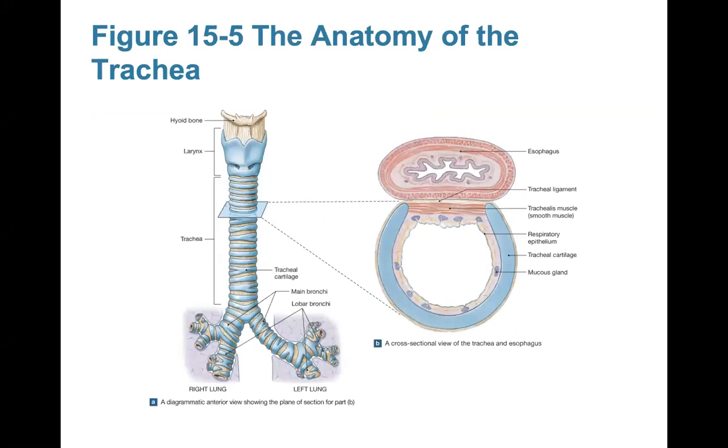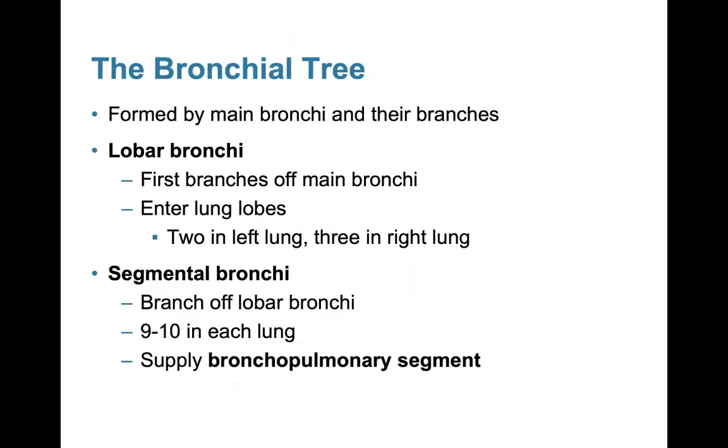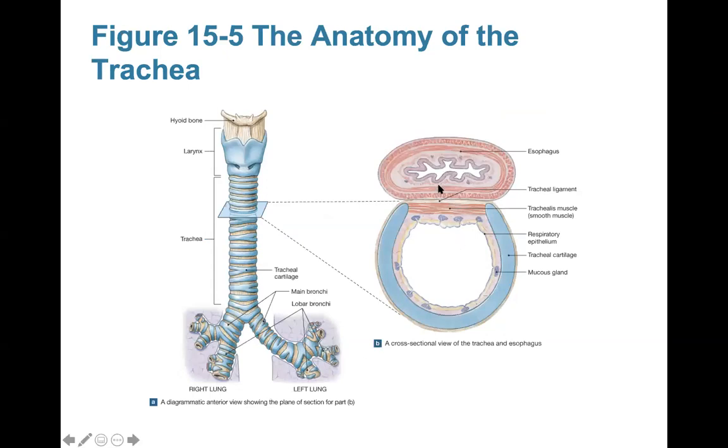And here we can see the trachea right here. The branch point is called the carina, and then we have our right and left bronchi. And by the way, these are the C-shaped rings of the trachea. This is the trachealis muscle here, and this would be the esophagus right here, which is posterior.